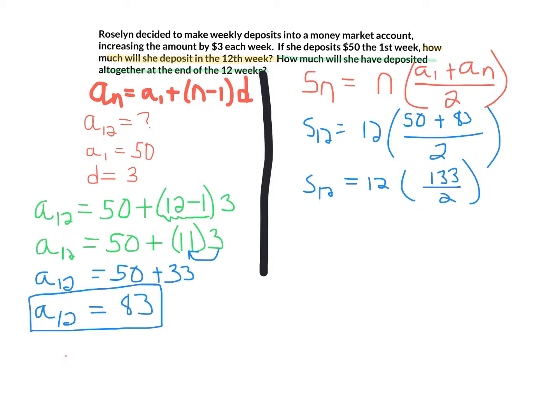Okay. So let's take our 133 divided by 2. So S of 12 is equal to 12 times. We're going to have 66.5. And I think most of you know what's happening next. We're going to then times that answer by the 12.